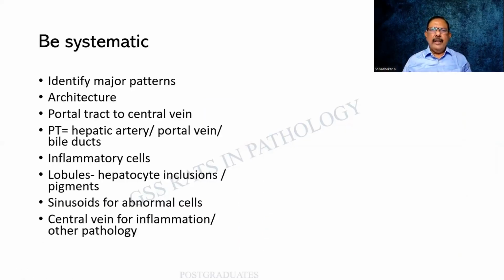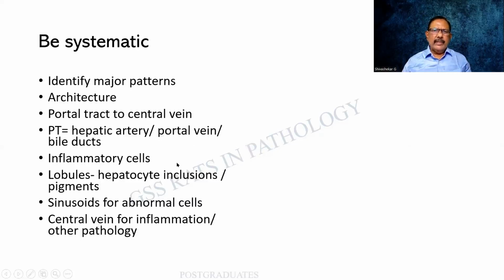You should be systematic when you analyze a liver. It is a small biopsy. Nevertheless, identify the major patterns, the architecture. What is an architecture? I shall be telling you. Whether it is from portal tract to central vein. And what about the various structures of the portal tract itself? The artery, the vein, the bile ducts, etc.